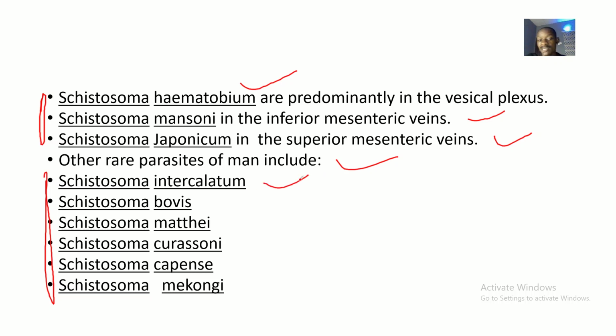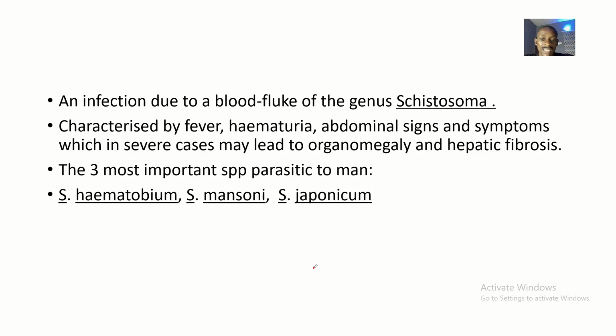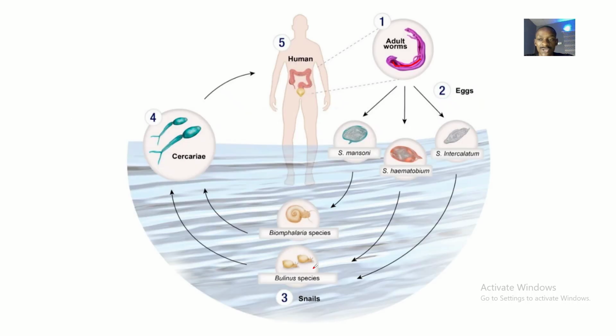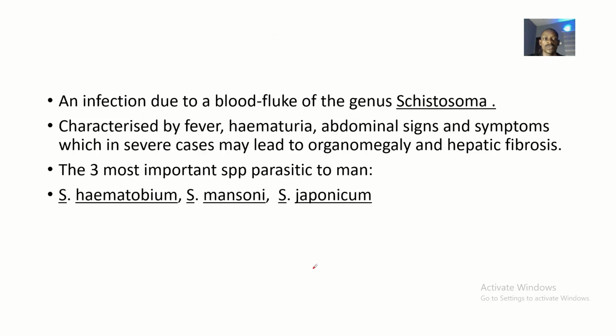And other rare parasites of humans of the schistosoma origin include Schistosoma intercalatum, Schistosoma bovis, Schistosoma matei, Schistosoma curasoni, Schistosoma capense, and Schistosoma mekongi. So this is it, and this is still talking about the life cycle of the organism.